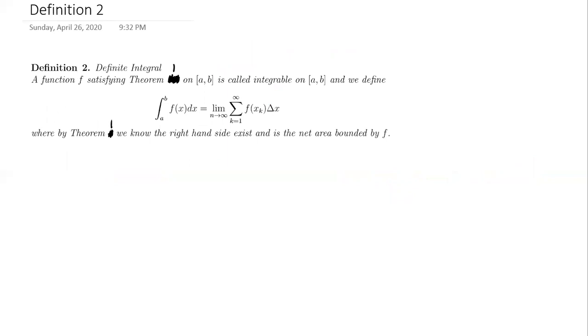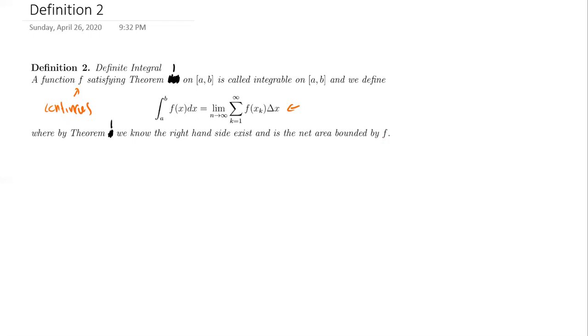So a function f satisfying theorem 1, which for us means f is continuous on [a, b], is called integrable, just meaning that the integral exists. And what's the integral? Well, the integral is just going to be the net area.